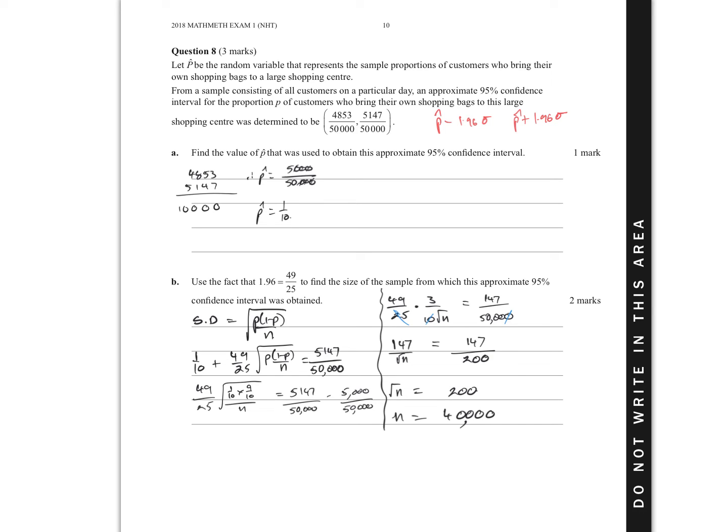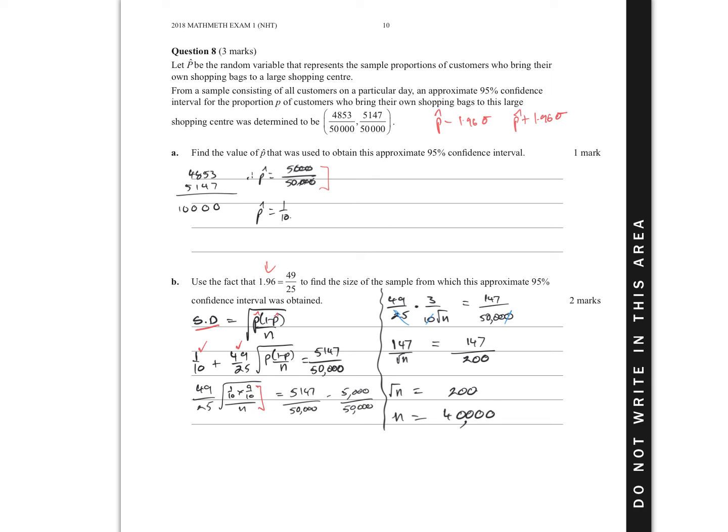So that's just equal to 1/10, which is 5,000 over 50,000. So that's in the center. And we've been told to use 1.96 as being equal to 49 on 25. Find the n value. So we know that the standard deviation is given by the square root of P hat times 1 minus P hat on n. So substitute some values in. P hat is 1/10. The 1.96 is 49 on 25. P times 1 minus P over n is down here, 1/10 times 9/10 over n.